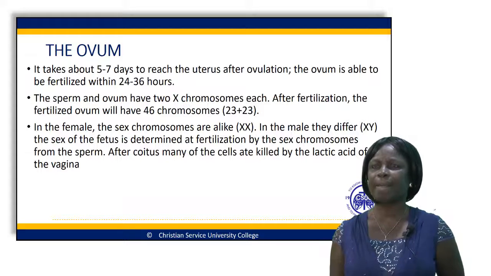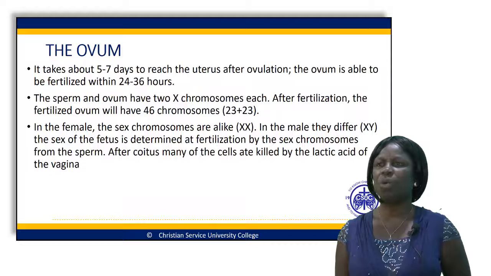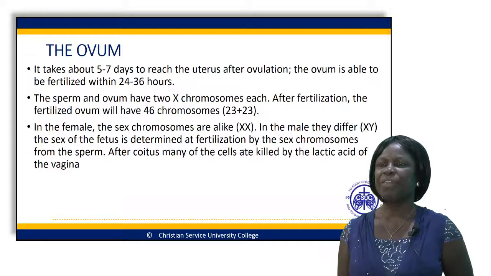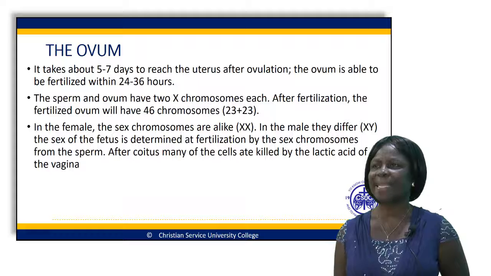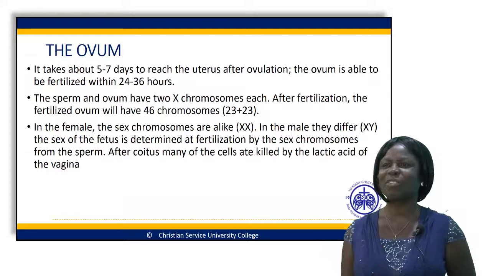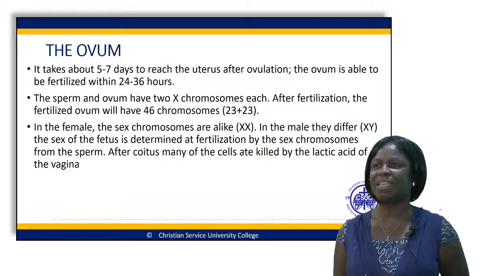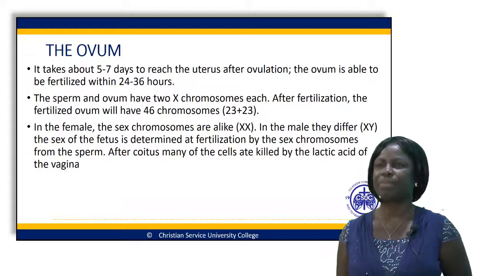After fertilization, the fertilized ovum will have 46 chromosomes, that is 23 plus 23. In the female, the sex chromosomes are alike, that is XX. In the male, they differ, that is XY. The sex of the fetus is determined at fertilization by the sex chromosomes from the sperm.